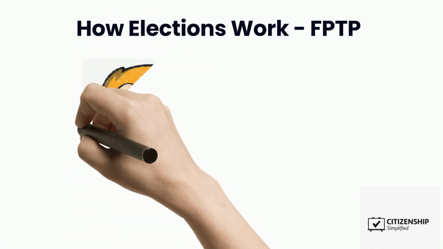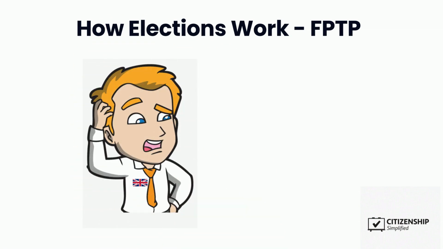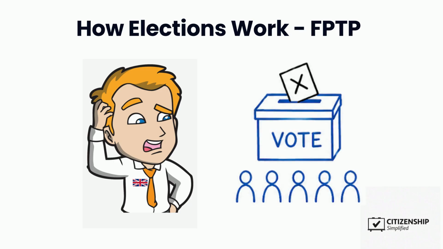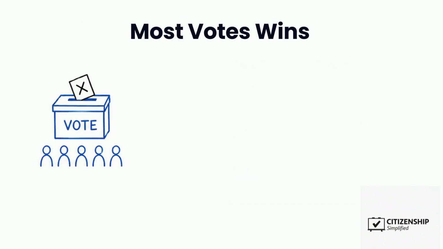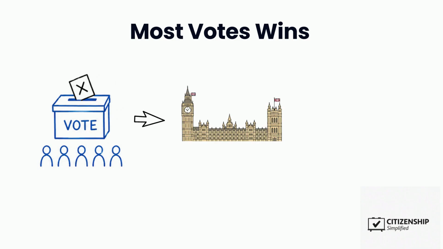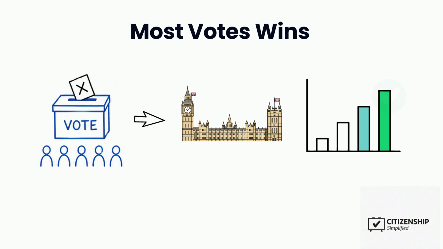Ever wondered how the UK actually chooses its MPs? The system is called First Past the Post, and you'll understand it perfectly in the next few minutes. First Past the Post, or FPTP, is the voting system used to elect MPs to the House of Commons. The candidate with the most votes in each area wins, even if they don't get more than half.